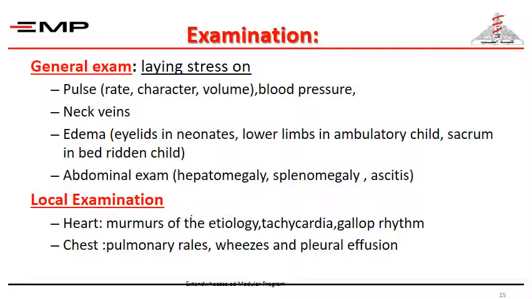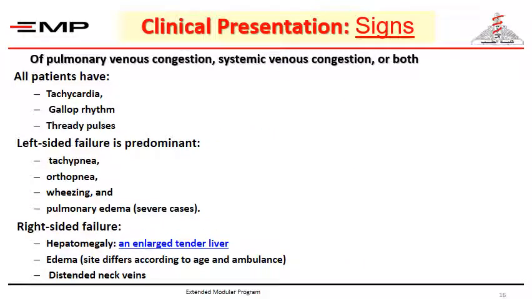Examining the chest is an integral part of examining a cardiac patient in heart failure because the bases of the lung can show pulmonary edema and wheezing, or sometimes pleural effusion might be present as a complication. The signs include those of pulmonary venous congestion or systemic venous congestion or both. All patients will have tachycardia, a gallop rhythm, or thready pulses. But if left-sided heart failure is predominant, then we will have tachypnea, orthopnea, wheezing, and pulmonary edema.